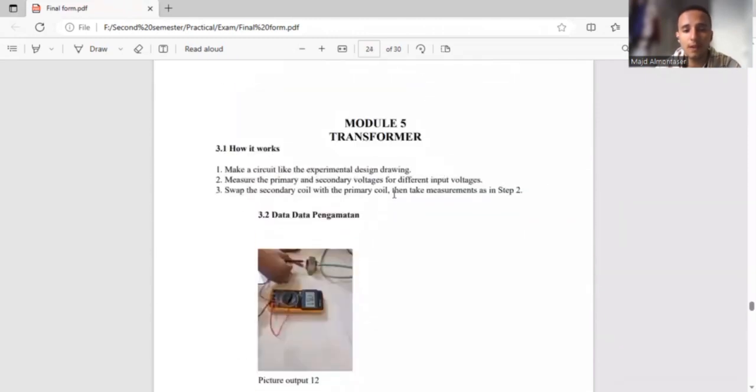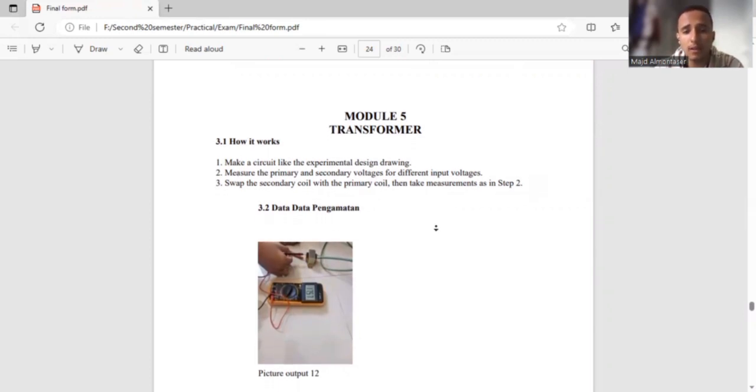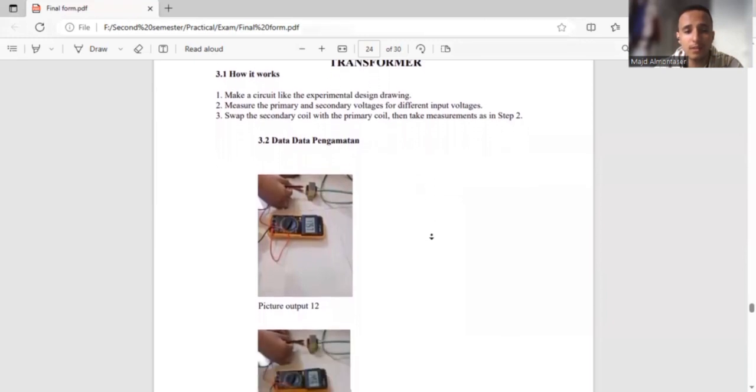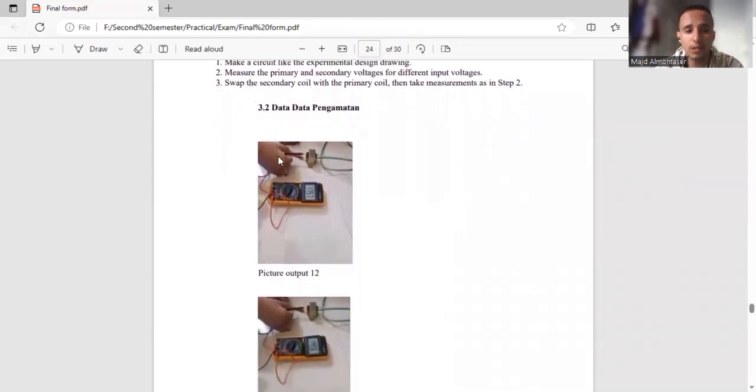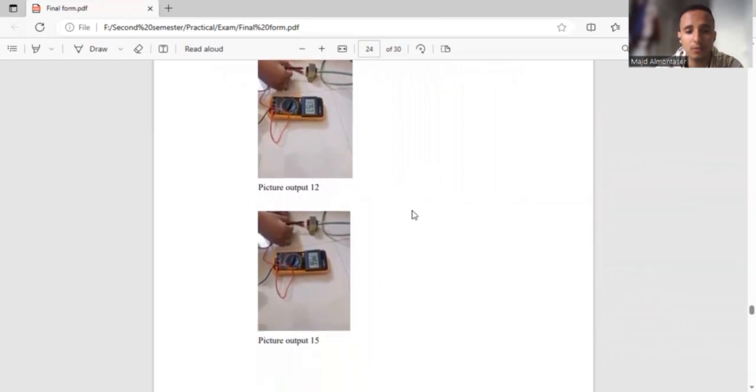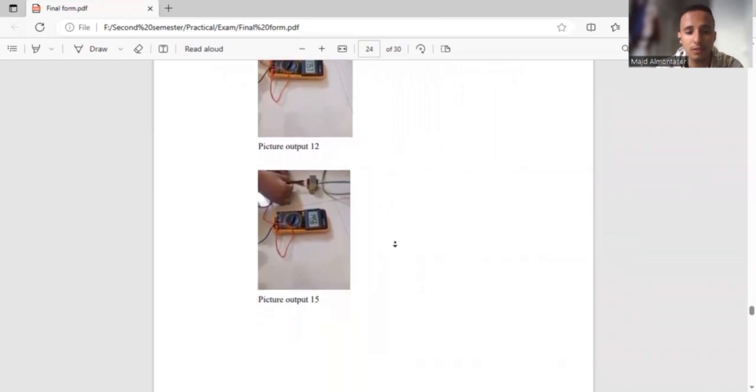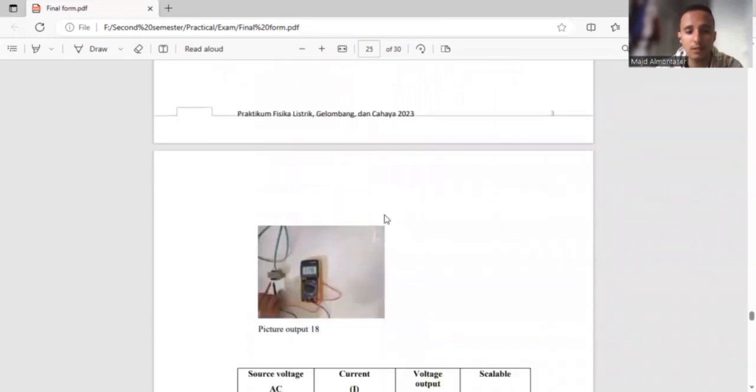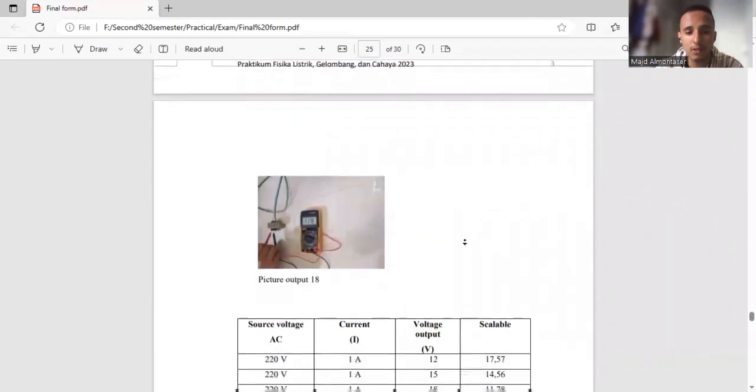And module 5 is the transformer. How it works: number 1, make a circuit like the experimental design drawing. 2, measure the primary and secondary voltages for different input voltages. 3, swap the secondary coil with the primary coil, then take measurements as in step 2. Here are the picture output 12, picture output 15, with the results, and we have picture output 18.